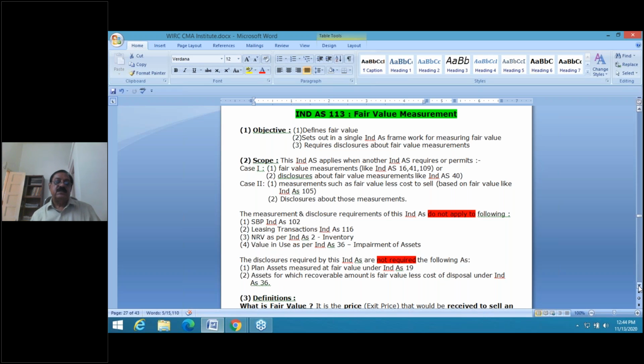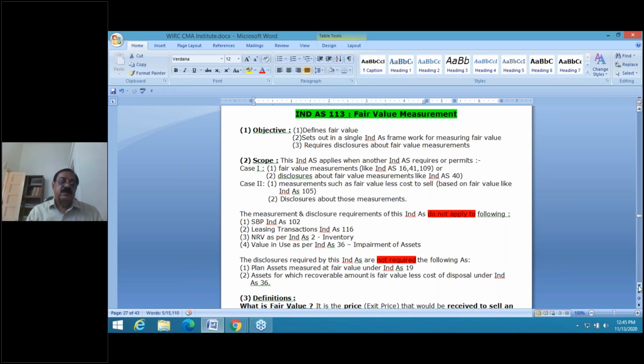This Ind AS applies when another Ind AS requires or permits fair value measurement, like I said, Ind AS 16. Then Ind AS 109 financial instruments, which is very important, also refers to fair value. Ind AS 41, which is regarding agriculture, refers to it also. Then disclosure about fair value measurement in Ind AS 40, which is your investment property. Their cost model is to be applied, but you have to show its fair value as information in your balance sheet. So that is the disclosure part. For this purpose, you have to go for fair valuations.